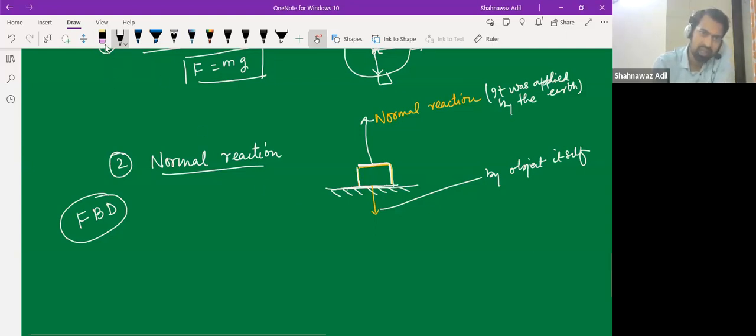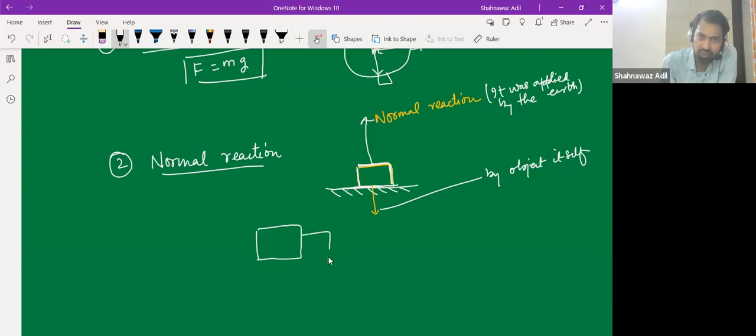Okay, so this was the normal reaction. Let's say we have these two surfaces in contact. Then this surface will apply a normal reaction to this side, and this surface will apply a normal reaction to this side, right? So whenever two surfaces are in contact, they apply the normal reaction.